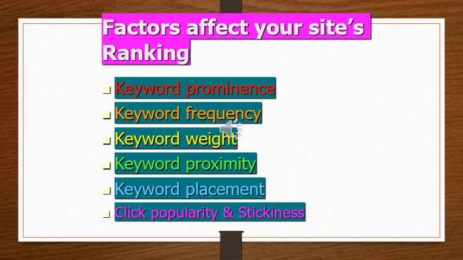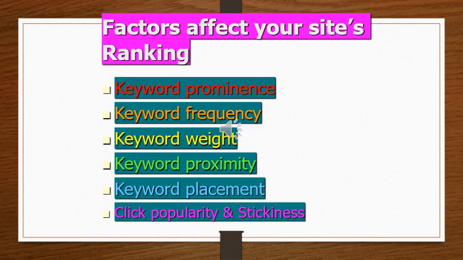Then the next one is keyword proximity. The placement of keywords on the web page in relation to each other is called keyword proximity. Then the next one after keyword proximity is keyword placement, where the search engine favors websites that contain the keyword in the title tag, the keyword meta tag, the header one tag, the first 25 words of the body, the hyperlinks, the image tag, and text near the end of the document.